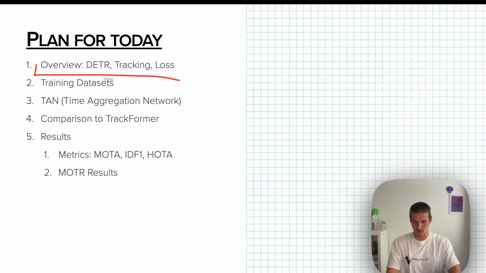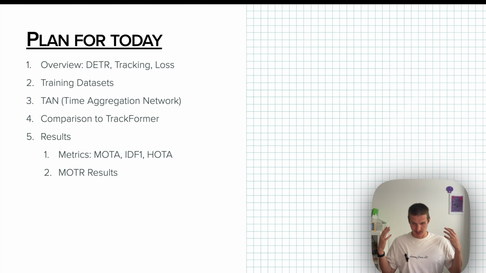So we'll start with the overview of the method. So what is DETR? How can we modify that to do tracking? And what sort of loss is used? Then we'll go over the training datasets and the first difference of MOTR to TrackFormer, that is the actual number of frames that we pass into the model itself.